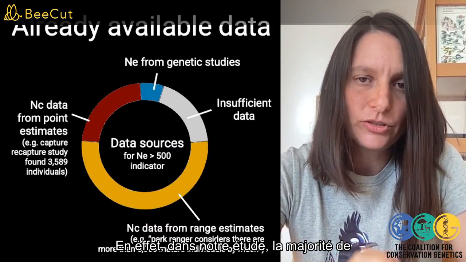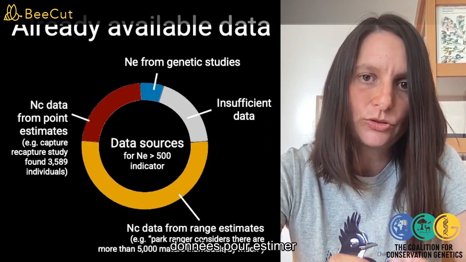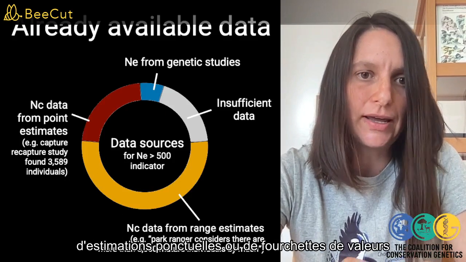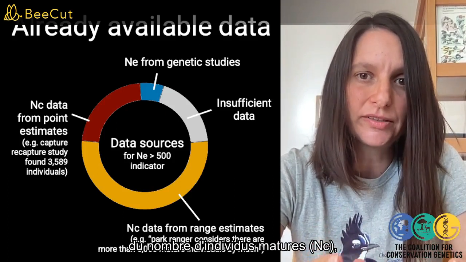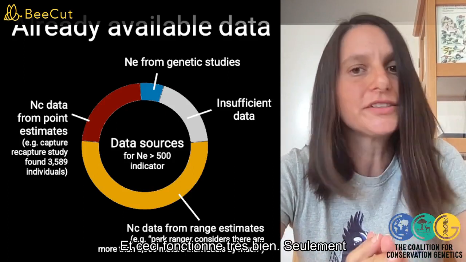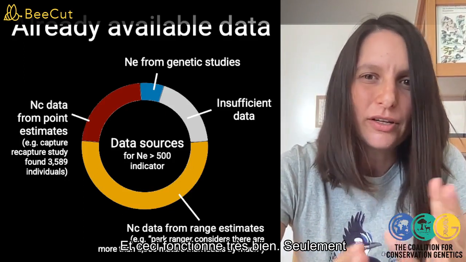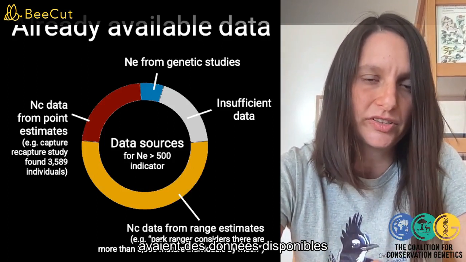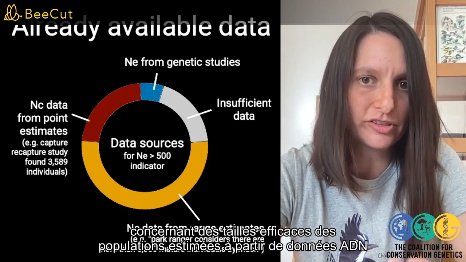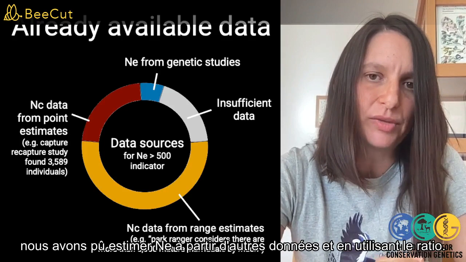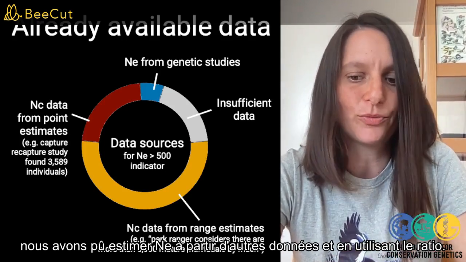Actually, in our study, the majority of the data to estimate the effective population size came from point estimates or range estimates on the number of mature individuals and then applying the ratio. And this is perfectly fine. Only around 6% of the species we analyzed have data to estimate the effective population size based on DNA data, but this doesn't matter. We could estimate it based on the other ratio.